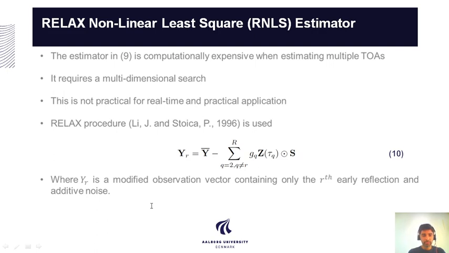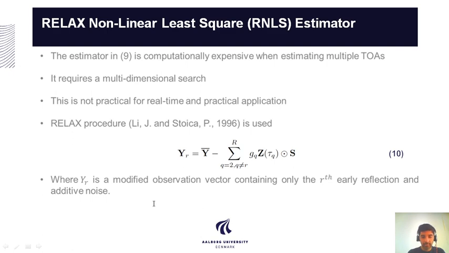Now, the previous estimator that I showed should have optimal performance when estimating the gain or the attenuation and the delay or the time of arrival in the presence of additive white Gaussian noise. But this is computationally expensive when computing multiple times of arrival for the early components, as it will require a multi-dimensional search. To overcome this complexity, a relaxed procedure was implemented, which was originally proposed by Jean Lee and Peter Stoica.